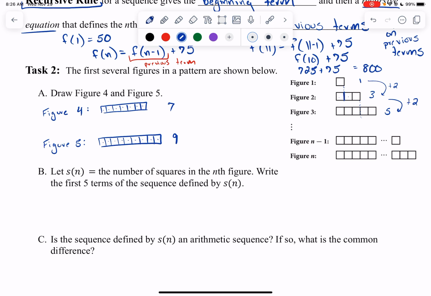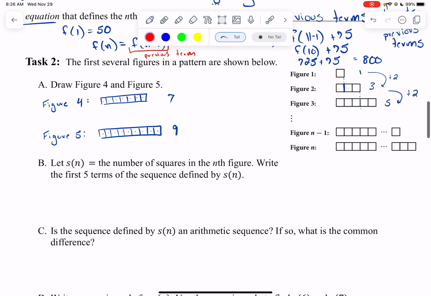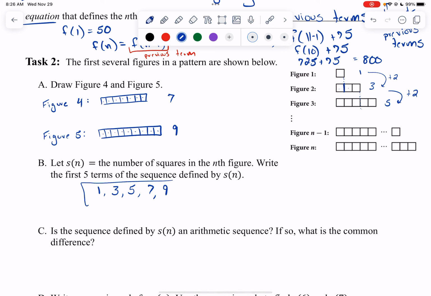Okay. So here they say let S of n equal the number of squares in the nth figure. Write the first 5 terms of the sequence defined by S of n. So we already have them written over here, guys. We have 1, 3, 5, and then 7, 9. So the first 5 terms would be 1, 3, 5, 7, and 9. We list the sequence using commas to separate: first term, second term, third term, fourth term, fifth term.